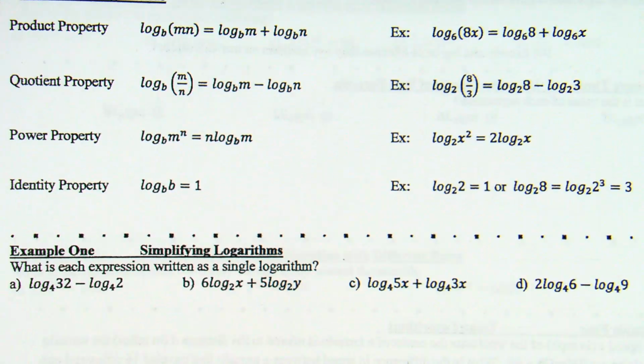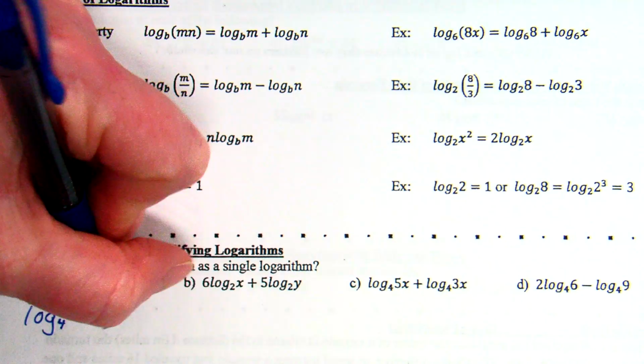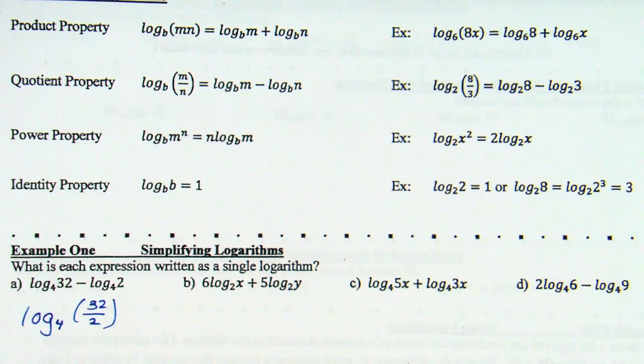I heard it. Quotient property? Because I see subtraction, right? Subtraction can be rewritten as one log where the insides are being divided. So I'm going to rewrite this as log base 4 of 32 divided by 2. That's all according to my quotient property.